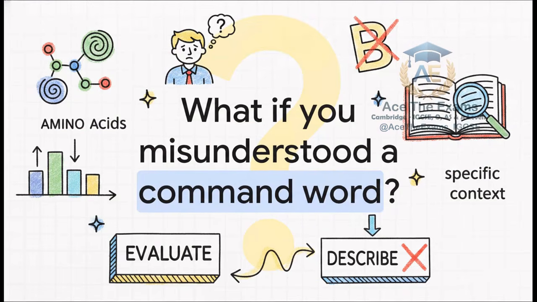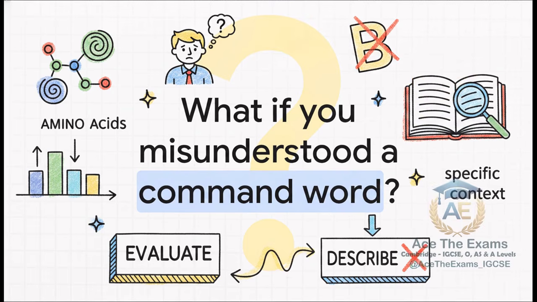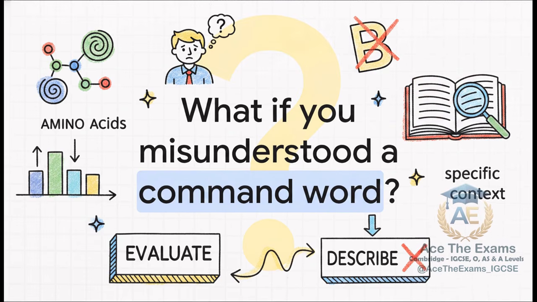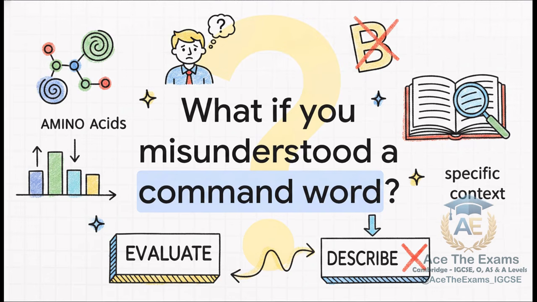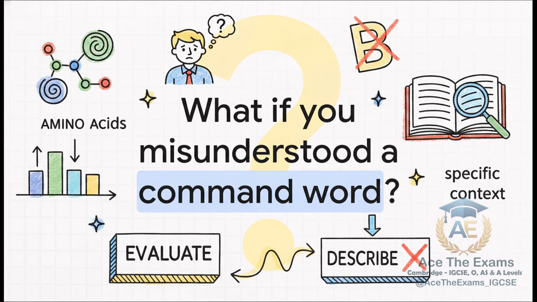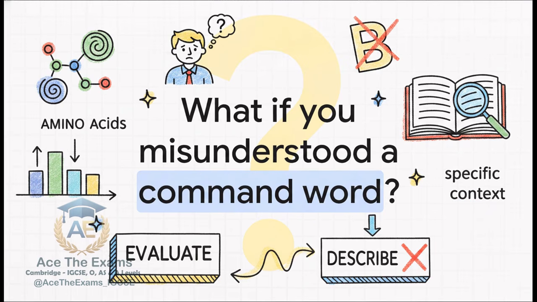But wait, here's a kind of terrifying thought. What if you do everything we just talked about? You memorize the amino acid structures, you deconstruct the data, you use specific context, and you still get capped at a B grade. How is that even possible? Well, it happens all the time, simply because the student misunderstood one single command word in the prompt.